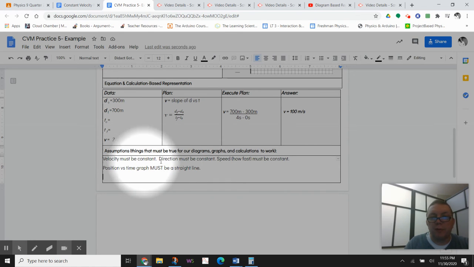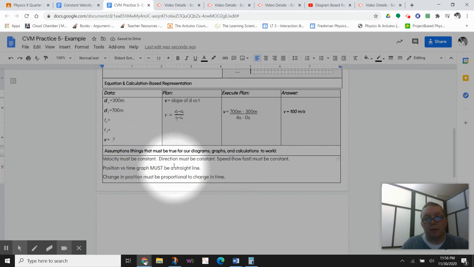Another way of saying that the velocity must be constant, or the position versus time graph must be a straight line, is that the position must be proportional to the change in time. Actually, I should not just say position, I should say the change in position. These are all different ways of saying the velocity must be constant for these calculations, graphs, and different methods to be functional and workable.